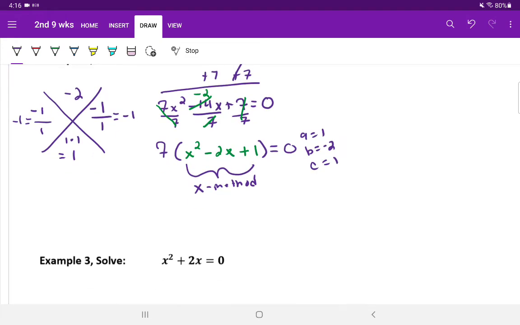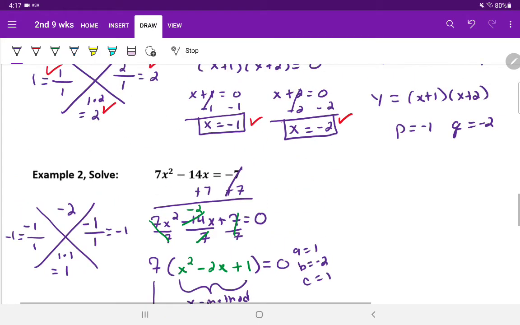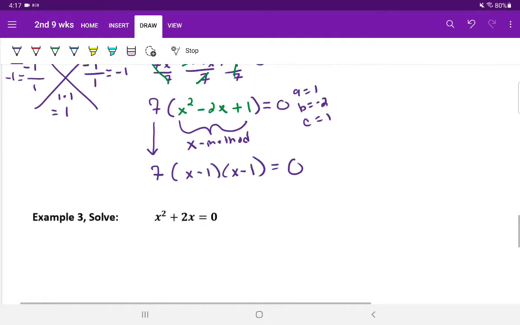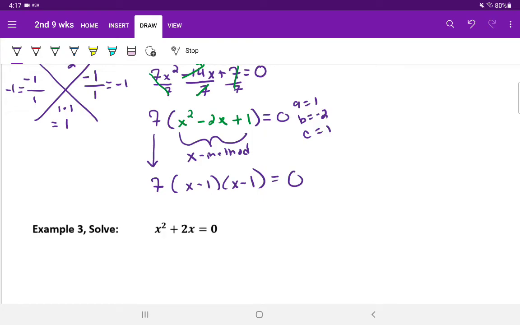Remember, guys, bring that GCF with it. Do not forget to put that in there. Then we're going to get x minus 1 times x minus 1, and that will equal 0. Now, before, up here, we set each factor equal to 0 and solved. Now we have the 7 in the front. Look at how we solve this. The GCF really has no effect on the problem as far as solving.